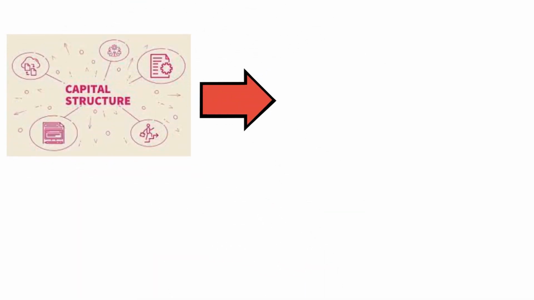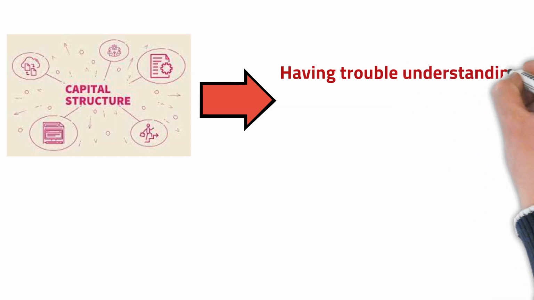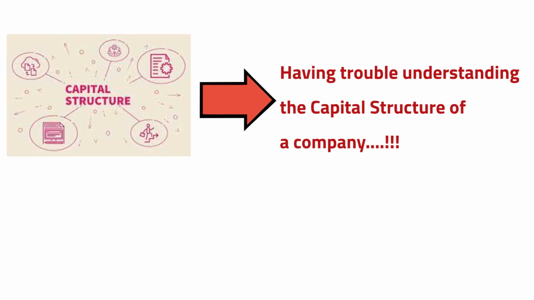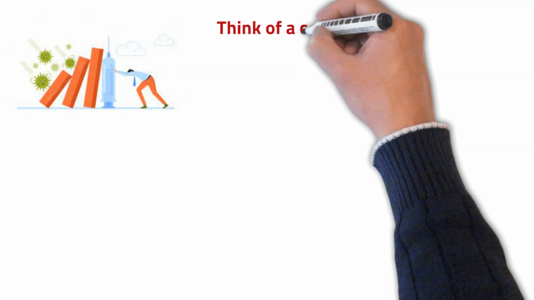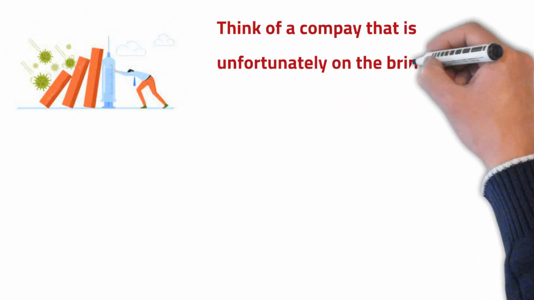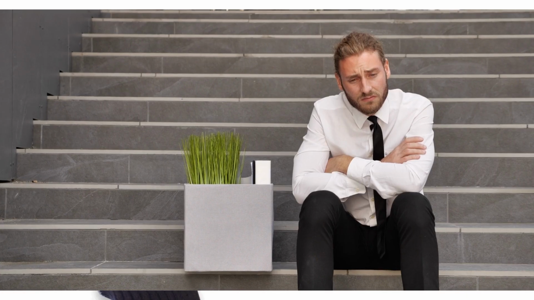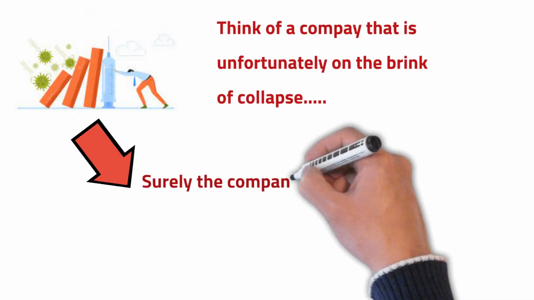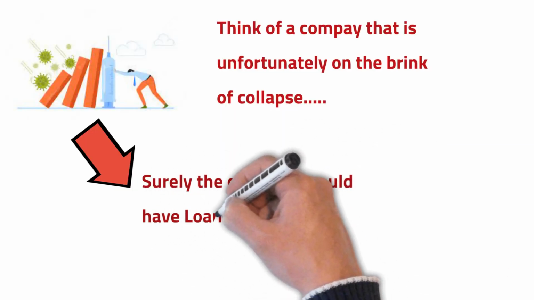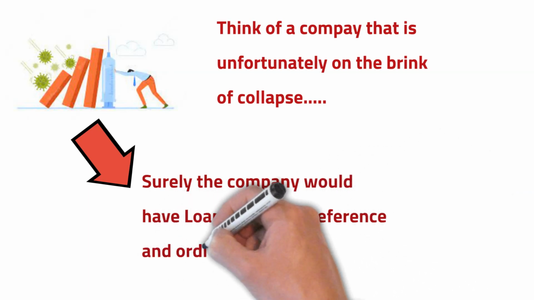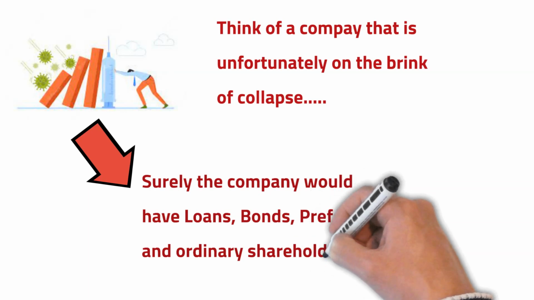If you are studying finance and having trouble understanding the capital structure of a company, then you should watch this tutorial. Think of a company that is, unfortunately, on the brink of collapse. Now, surely, the company would have loans, bonds, preference shareholders, as well as ordinary shareholders.